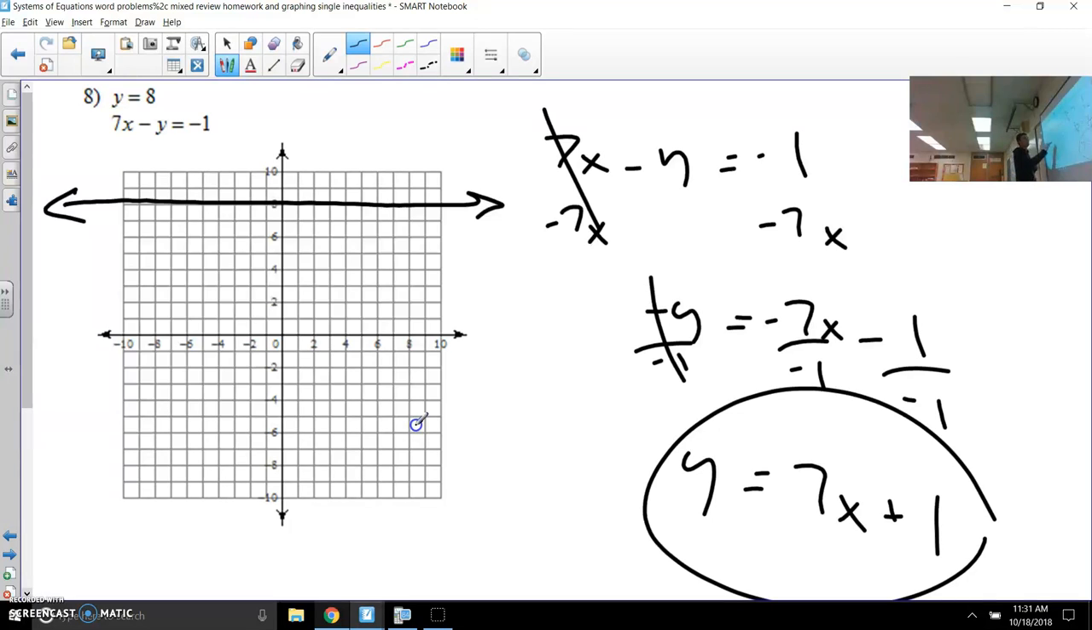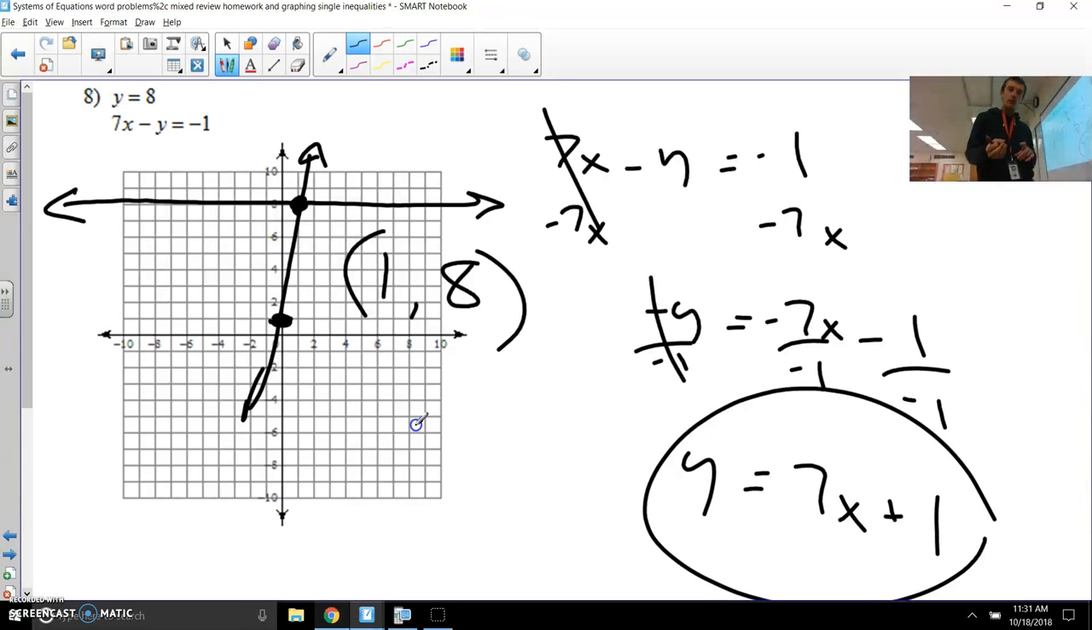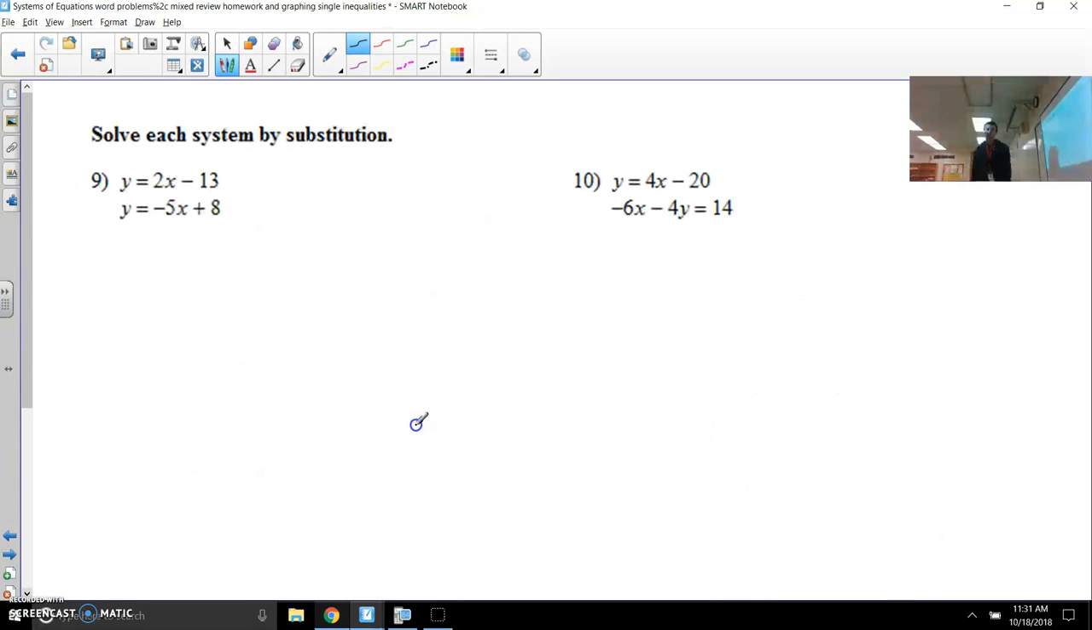So starting at 1 as the y-intercept, going up 7 and over 1, and that shows us that the solution for this is (1, 7). (1, 8) rather. That should be (1, 8), not (1, 7). My bad. So being able to solve when it's a standard form problem requires you to be able to solve for y correctly and carefully to see exactly what you're graphing.